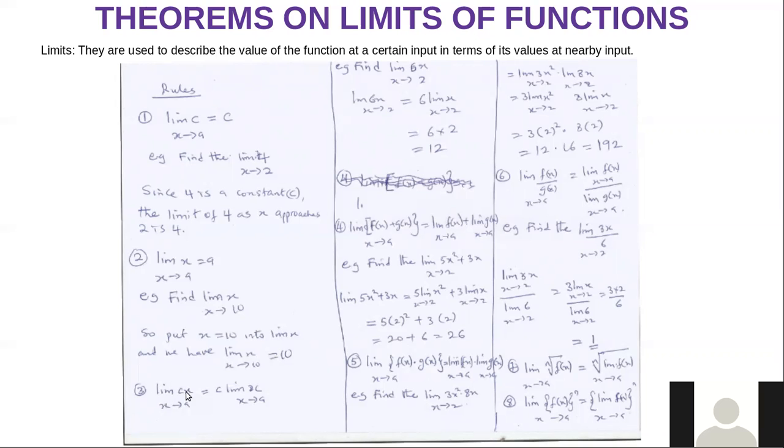So look at the third rule now. The limit of cx is equal to, since this is a constant, you can bring it out and allow the limit to work on the variable of x, that is as x tends to a. Take for example now, find the limit of 6x. In this case, 6 here is a constant. If you bring it out, you have 6, then the limit of x.